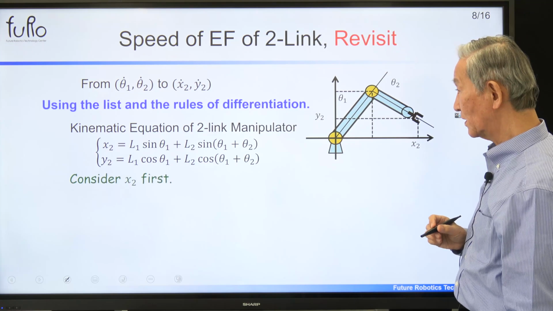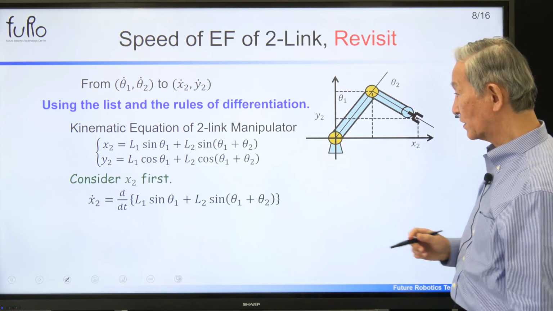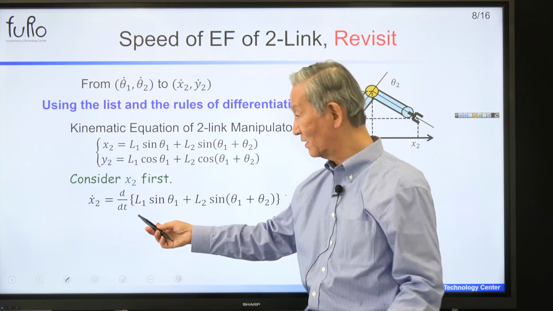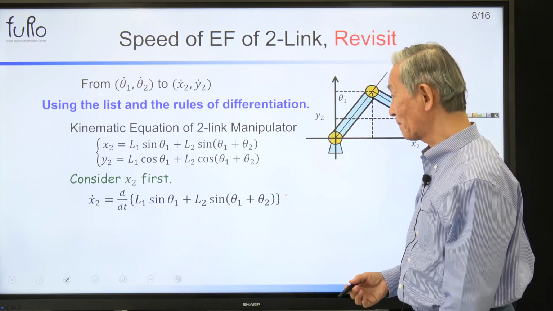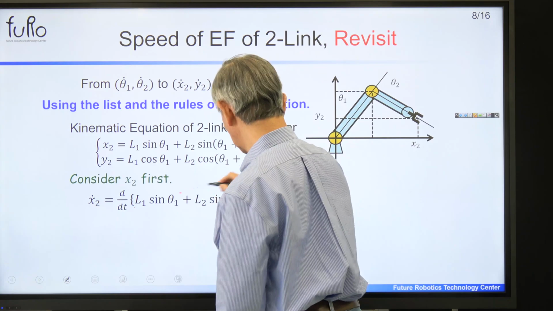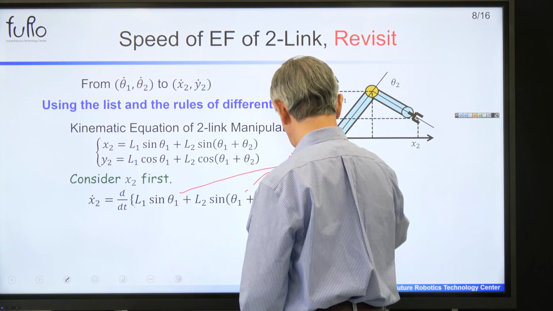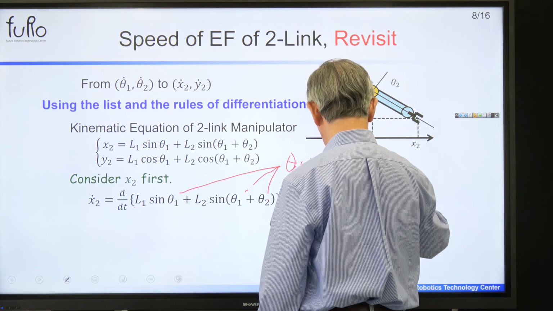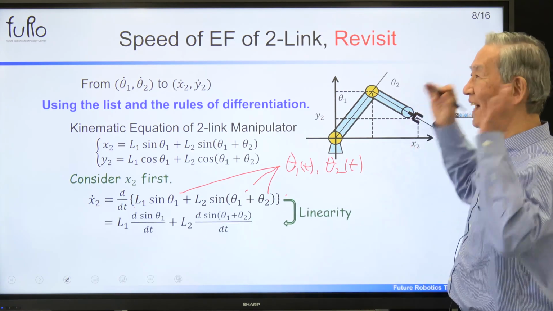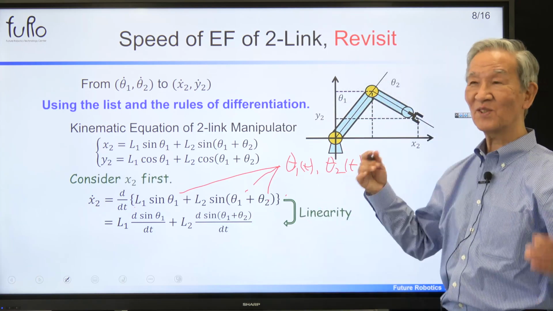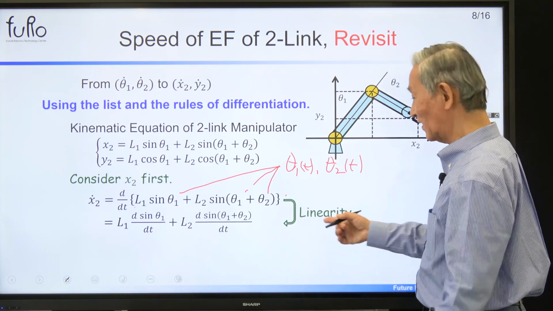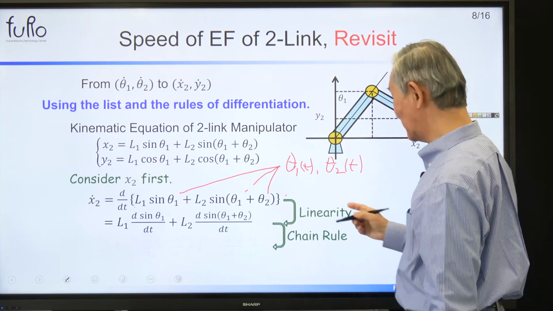And then consider x2 first. So x2 dot is the differentiation of this one in terms of t. Right, speed, time differentiation. So if you want to do that, of course, theta 1, theta 2, those are functions of time, like theta 1 of t and theta 2 of t. So what we can do is, well, first linearity. I always forget about this one. Linearity is so trivial, so clearly true that I forget to tell you that this is linearity, and you break that down.